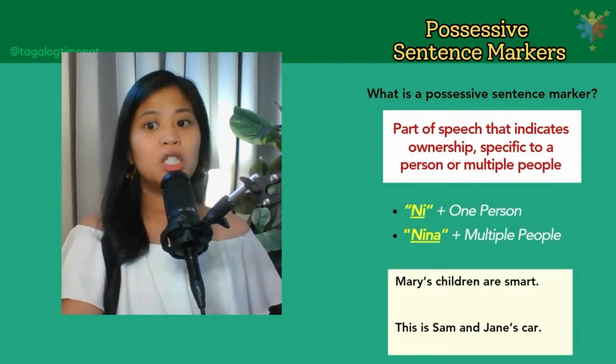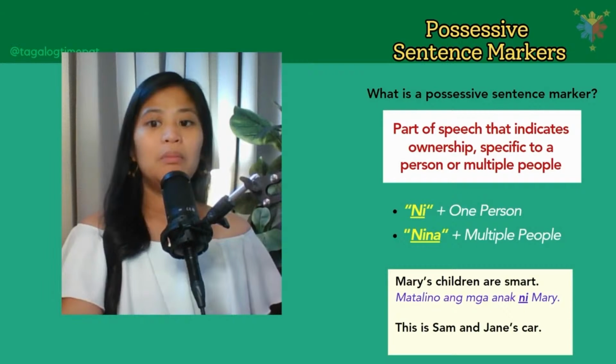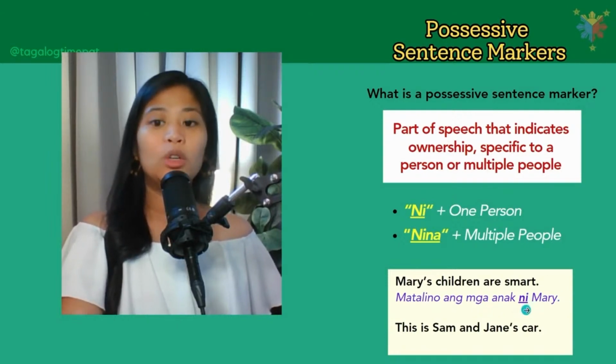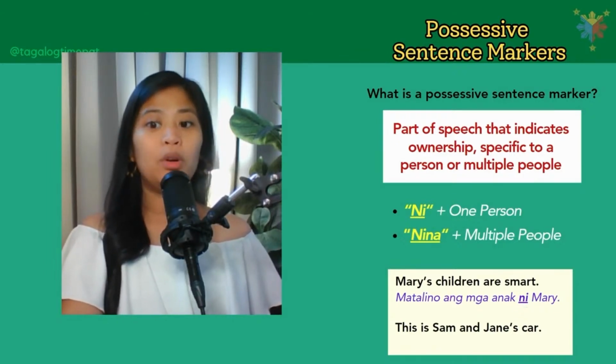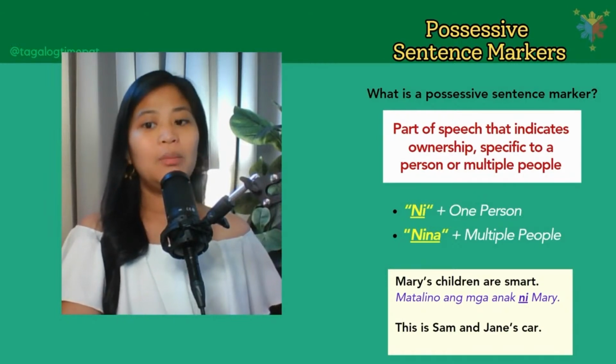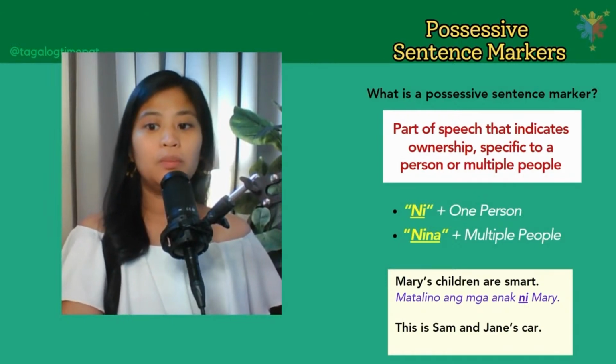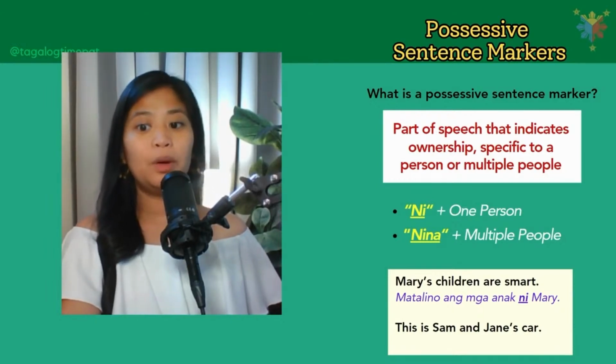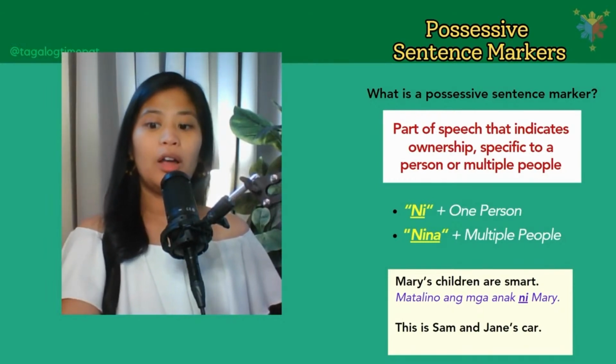Mary's children are smart. So it's just one person. It's Mary. It would be matalino ang mga anak ni Mary. So this is the same sentence structure. It's the adjective, then it's the word ang, then it's the object. And instead of a pronoun, now we're adding someone's name. And in order to do that, we have to use this possessive sentence marker, ni, because it's just one person. Matalino ang mga anak ni Mary. Mary's children are smart.